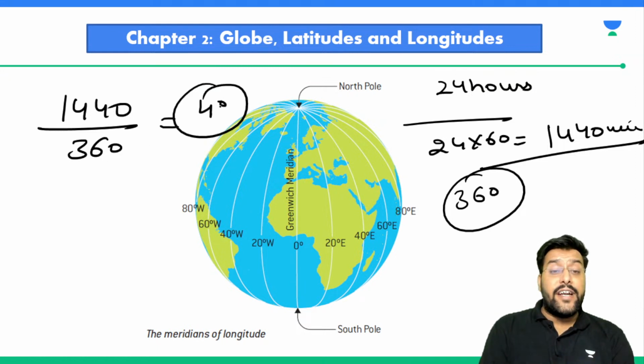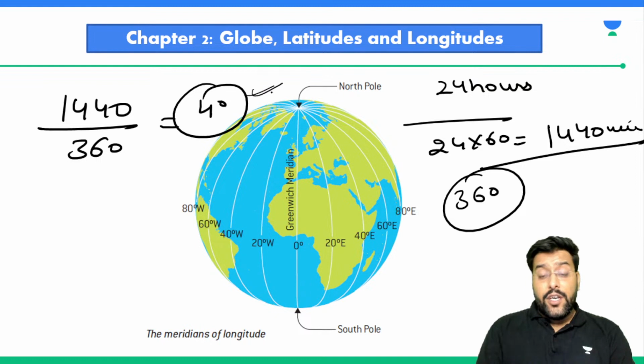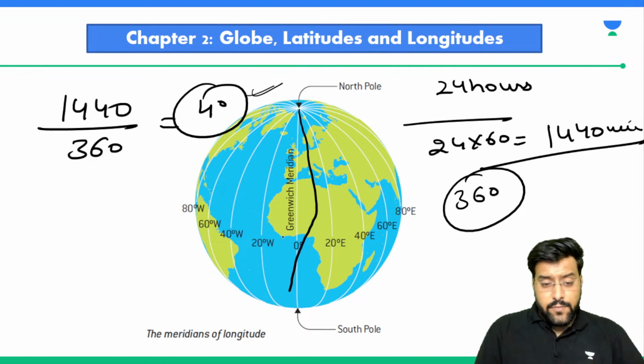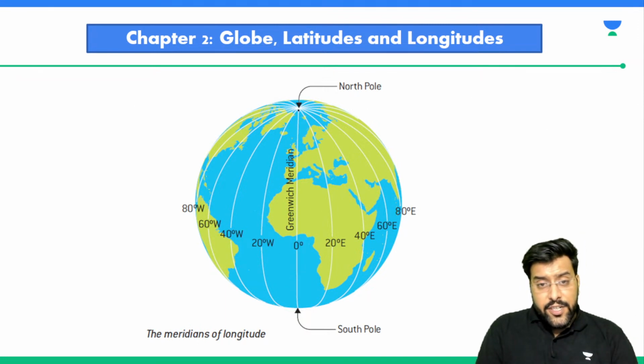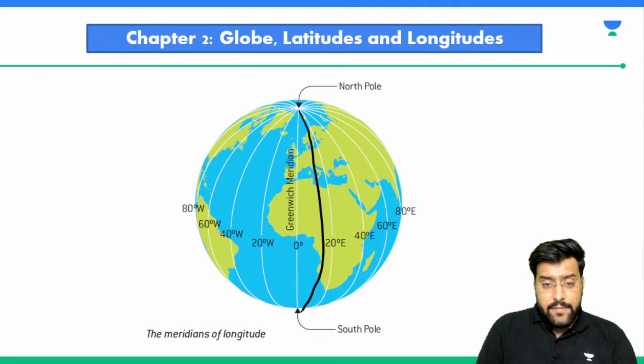If we divide it by 180 degrees, we have 8 degrees, but since we have 360 longitudes, each longitude will have a difference of 4 minutes. So what happens is, this is 0 degree, this is 1 degree. This is our 0 degree, this is our 1 degree.